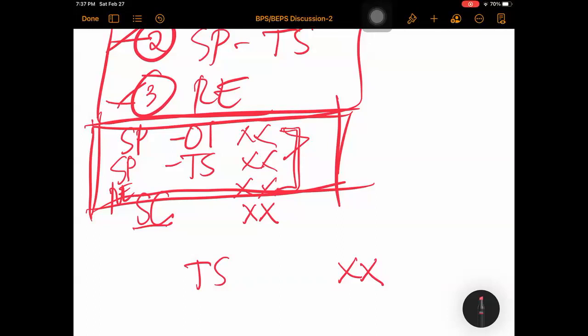Okay, padayon ta. So, sige, let's have an illustration.